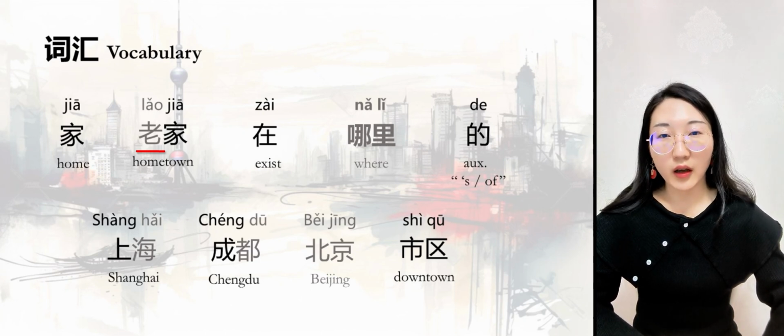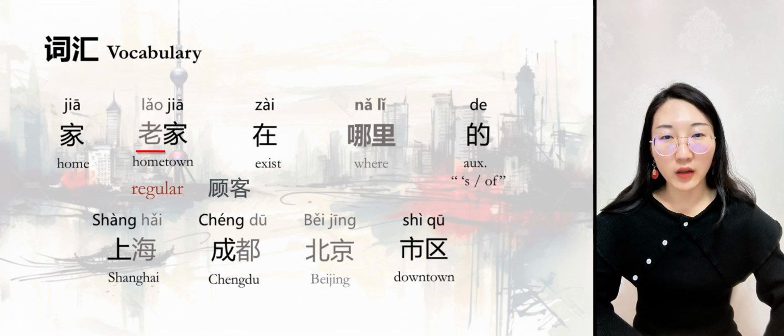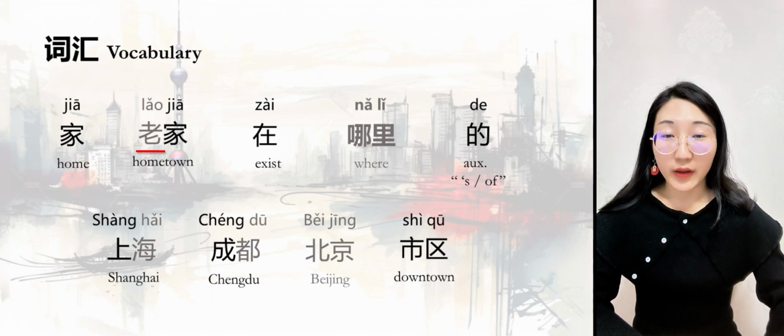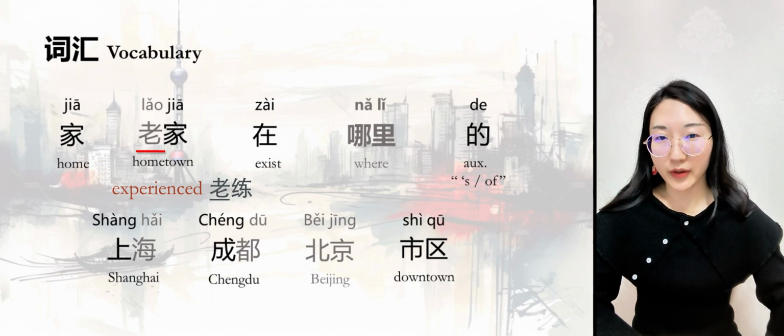The first meaning is old. For example, in the word 老人, it means elder people. And the second meaning is regular. For example, there's a word 顾客, it means customer. And we can add 老 before 顾客 to make a new word 老顾客. And that means regular customer. And the third meaning is experienced. For example, the word 老练, and it means sophisticated or experienced.